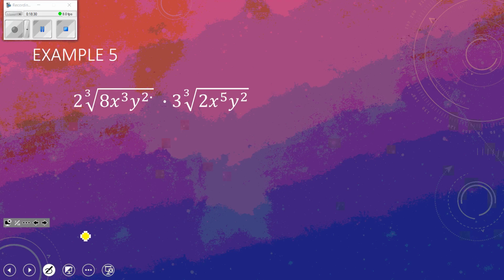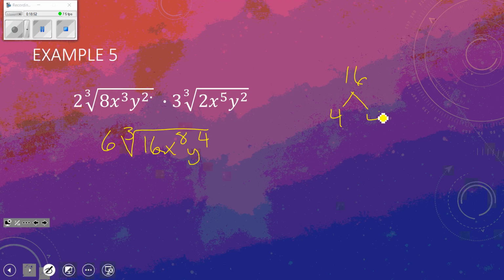2 times 3 is 6 times the cube root of 16, x to the 8th, y to the 4th, and then we need to try to simplify. Is 16 a perfect cube? No. So we need to take it and break it down. This becomes 2 and 2. So how many groups of 3 can I circle? 1 set of 3. So that's how many 2's are going out. This comes out as 1 set of 2's. So what will I have on the outside?